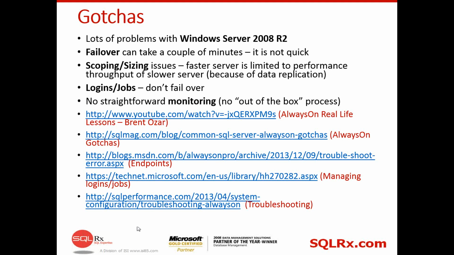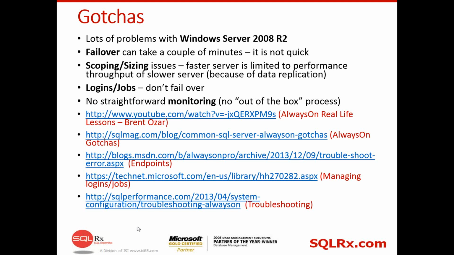Monitoring is another gotcha. There is no out-of-the-box, straightforward monitoring process. There are a lot of good DMVs, there's some SQL alerts, there's new perfmon counters, and there's a dashboard. And all of these provide really good information. There's just no comprehensive monitoring process, though. You really do have to build your own. So all of these can present challenges, obviously, but they can be dealt with. You just got to be aware of it before deploying your AlwaysOn.